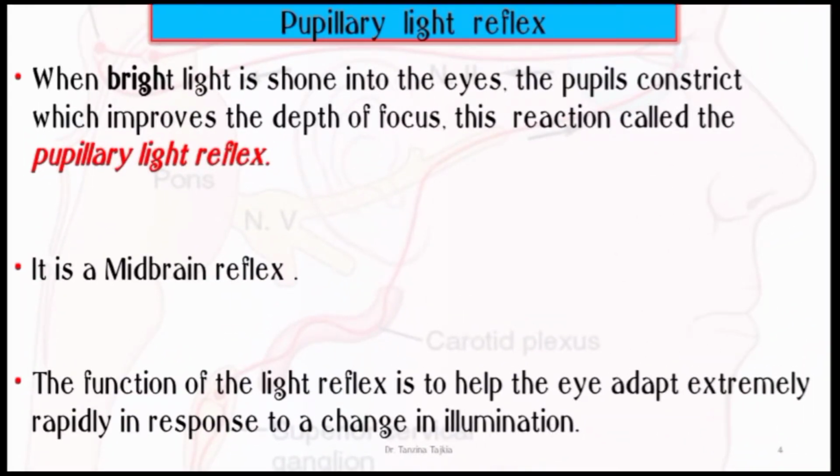When sudden bright light is shown into the eyes, the pupil constricts, which improves the depth of focus. This reaction is called the pupillary light reflex. It is a midbrain reflex. The function of the light reflex is to help the eyes adapt extremely rapidly in response to changes in illumination.